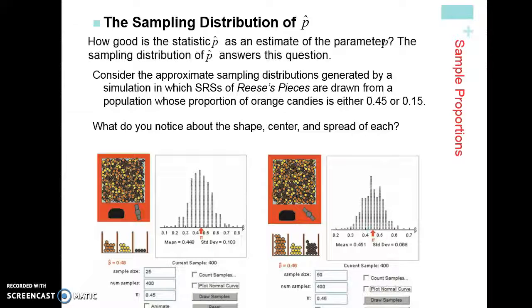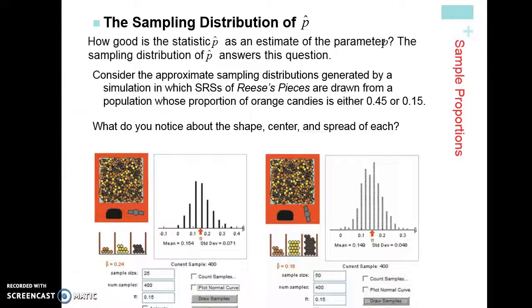Okay? Now, which one is better? Well, I would say this one, because there's less variability. Since they're both unbiased, this one has less variability, right? And you'll notice that both of these are normal, okay, normal-ish. Now, that is not always going to be the case.